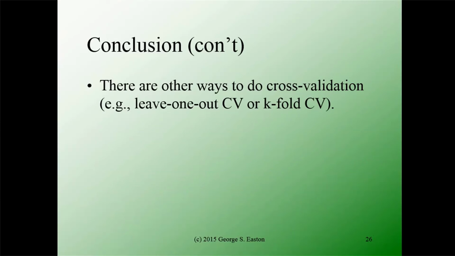And finally, there are other ways to do cross-validation, such as leave-one-out cross-validation or k-fold cross-validation, that I'm going to talk about elsewhere. The purpose of this video is to really clearly identify what the bias-variance trade-off is and to discuss how cross-validation prevents this problem of overfitting. In part 2, we're going to look at an example that will give you a very clear idea of what overfitting is and how cross-validation tends to prevent overfitting from occurring.